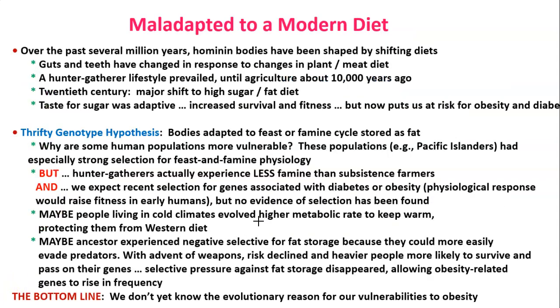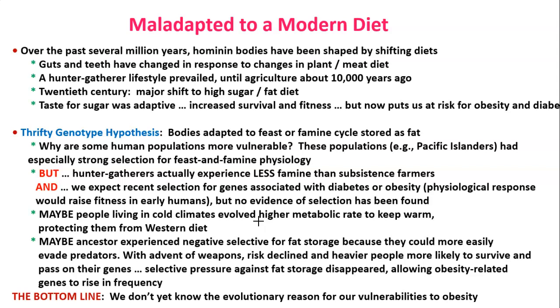And of course, another thing that we are dealing with, humanity in the 21st century, is that we are maladapted to our modern diet. Over the past several million years, hominins have been evolving: Australopithecus, earlier species of Homo, and our own genus, and have been shaped by shifting diets. We can see that our guts and teeth, especially since the fossil record preserves teeth quite well, have changed in response to our changes in our plant and meat diet. So we have evolved gradually to keep up with those changes.